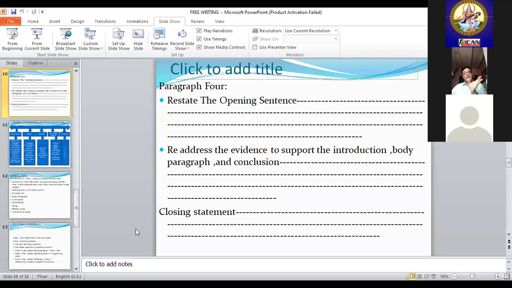That hook structure that you have written in the first paragraph, first line, should be repeated again, but you have to write it in another style, though the gist should be the same. Restate the opening sentence, and after that, readdress the evidence to support the introduction, body, and conclusion. You have to support in such a way that your introduction, body paragraph, and conclusion are well supported.